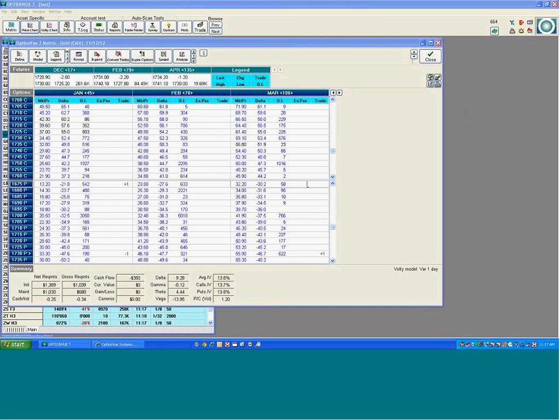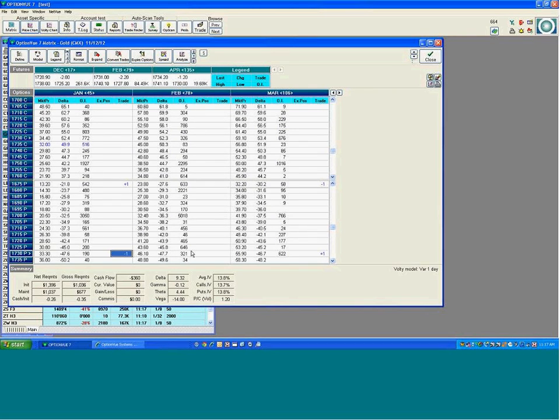How is this different than a regular calendar spread, except using spreads instead of outrights? Well, it's a regular at-the-money calendar spread in combination with a reverse out-of-the-money calendar spread. We've got a swap going here, a calendar swap.